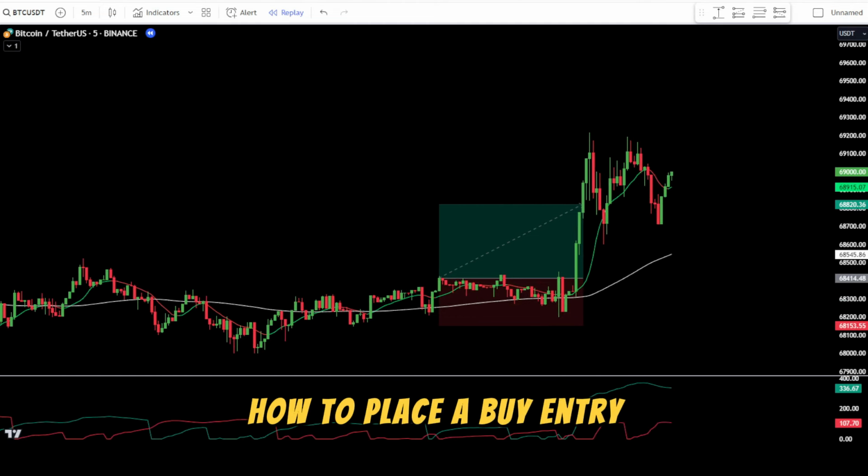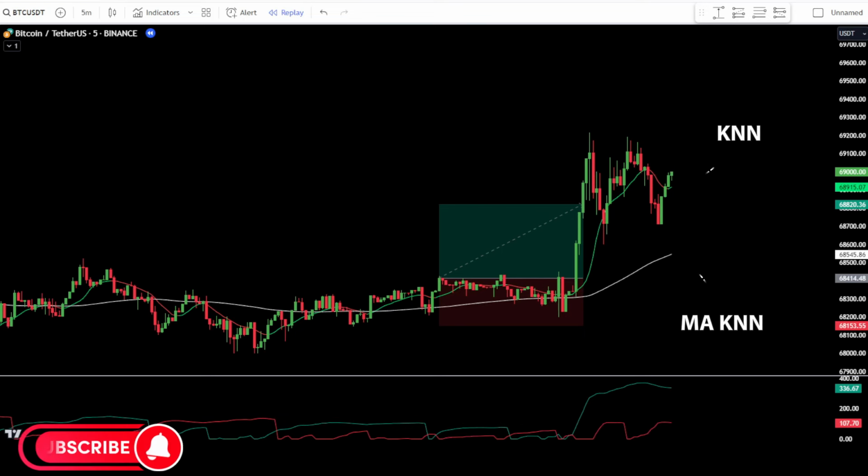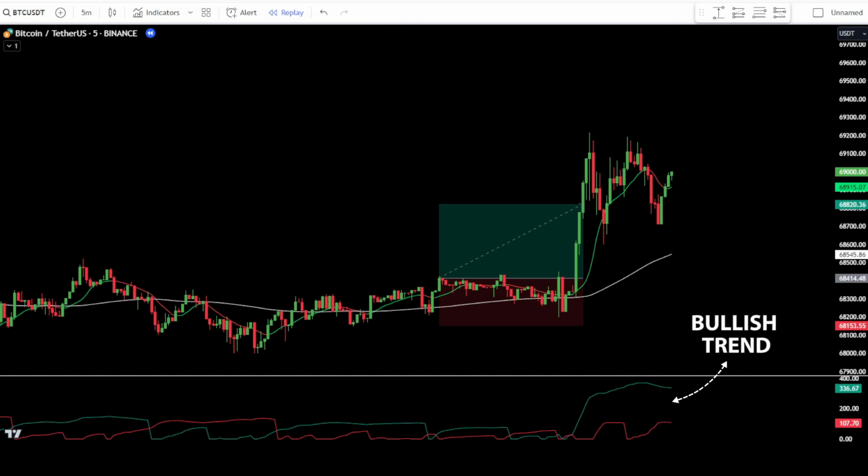How to place a buy entry. 1. If the KNN line is above the MA KNN line, it signals a bullish trend. 2. Next, wait until the Andean Oscillator indicator also shows a bullish trend, meaning that the bullish component line has crossed or is above the bearish component line.